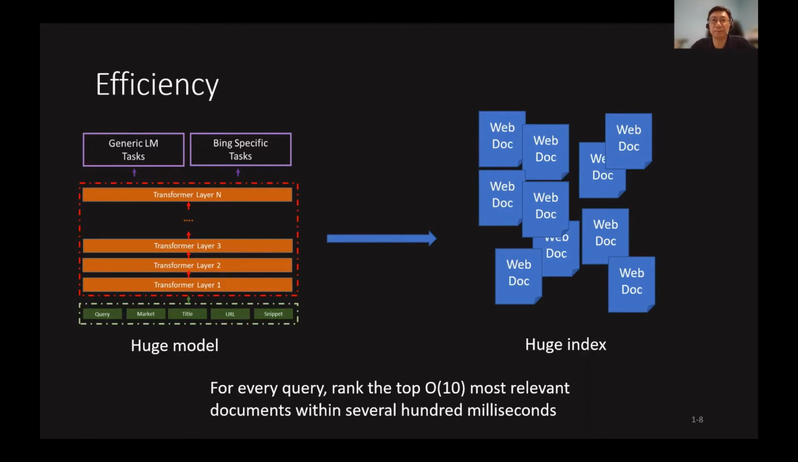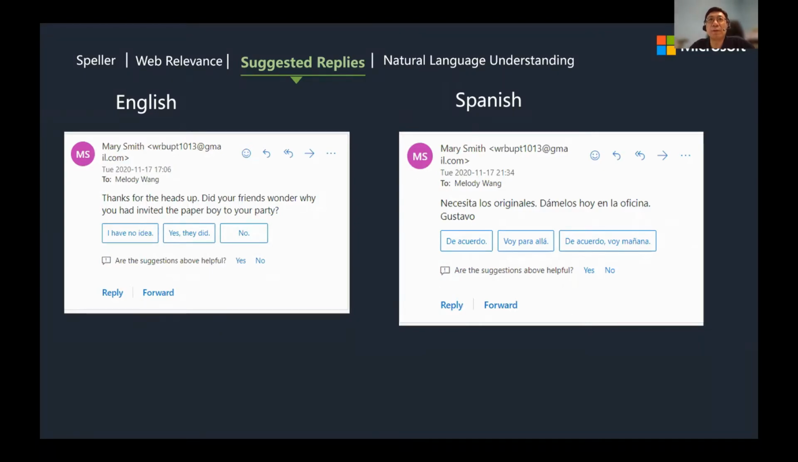So the third example is from Outlook. Currently, Outlook can suggest short and relevant replies as shown in these examples if the user's response to the incoming emails only involves generic acknowledgements, greetings, confirmation, and so on. So users can simply click on the suggested replies instead of typing these characters. So this feature can save users time.